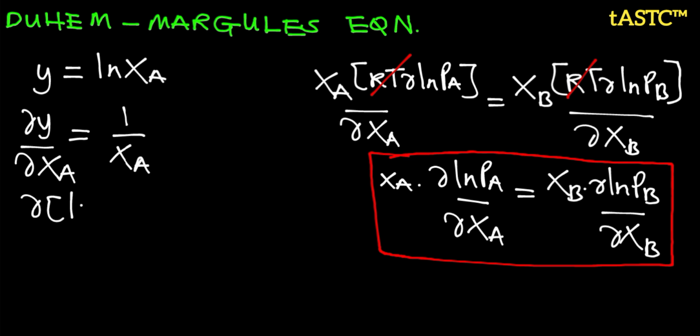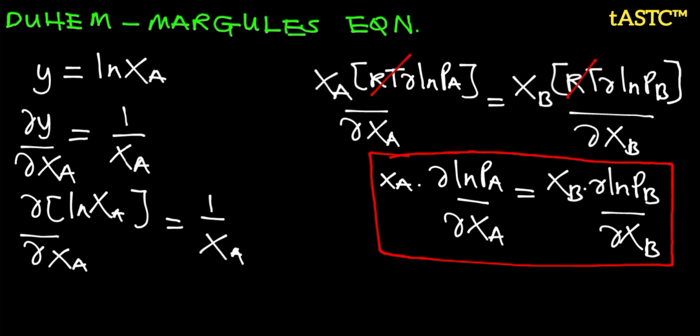So that will be d ln x sub a divided by d of x sub a. This is going to be 1 divided by x sub a. Next up, I will cross multiply using each side of the equation. So this goes to multiply with this part, and this will multiply with 1.